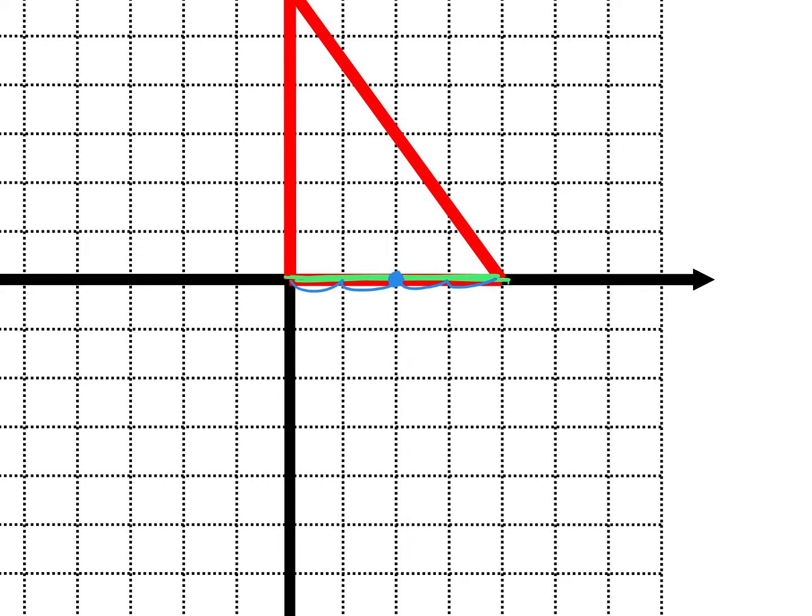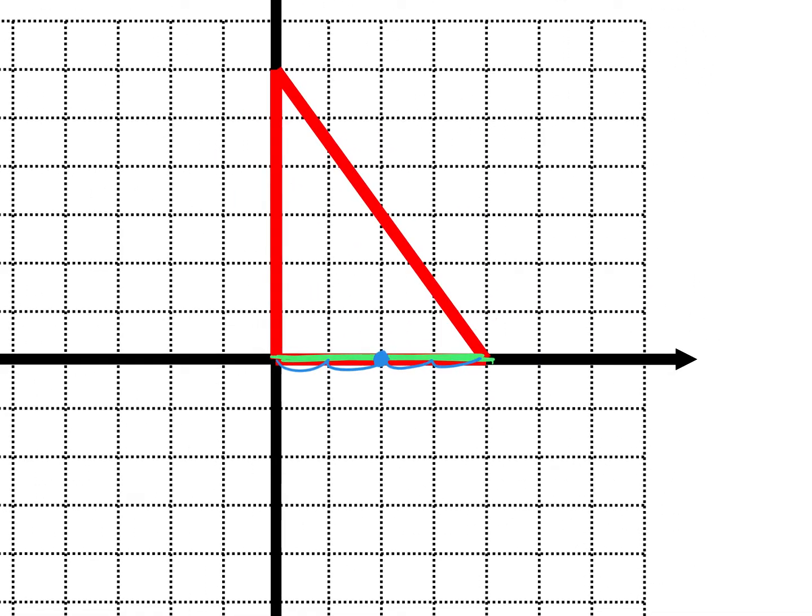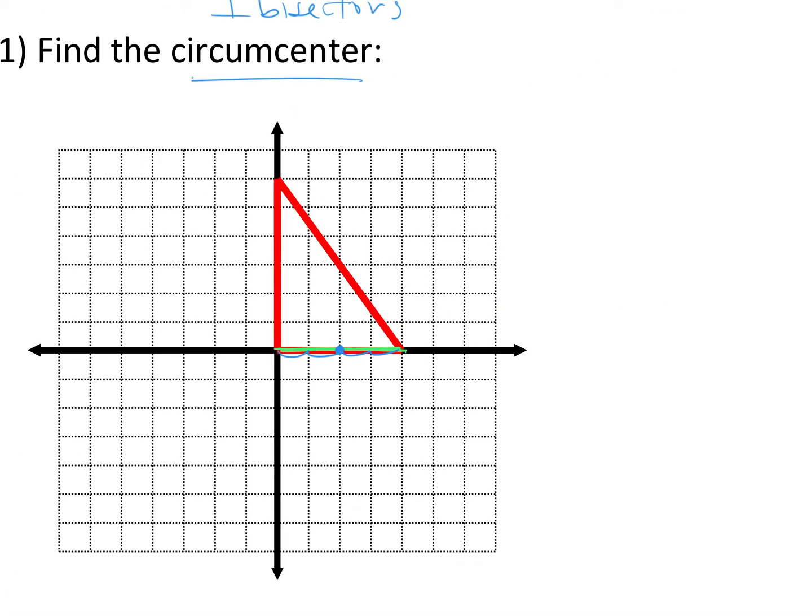What's perpendicular to this, Wyatt? Vertical. It's vertical, right? So all you do with this is you cut this line in half and you draw a vertical line through it, okay? That is a perpendicular bisector right now. Then you do the same thing to one other side of your triangle. Which side of your triangle should we do this to? The vertical one or the slanted one?